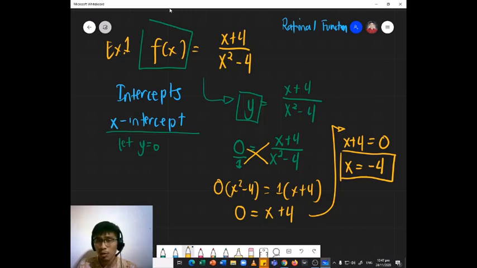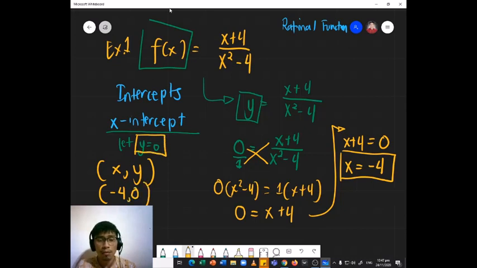How are we going to name the x-intercept? We need to name it as an ordered pair. We believe that the ordered pair is in the form of x and y. What is the value of our x here? The value of our x is -4. What is the value of our y? The value of our y is what we let earlier, 0. So our x-intercept is (-4, 0). Okay, that's how we do it.